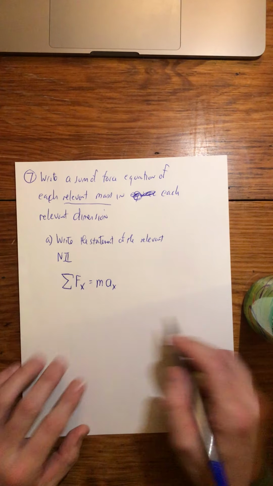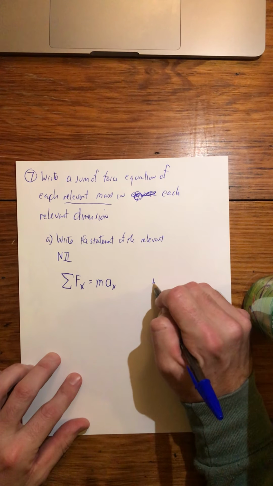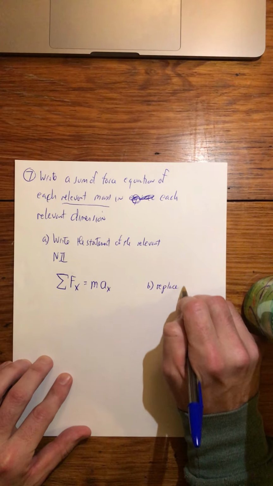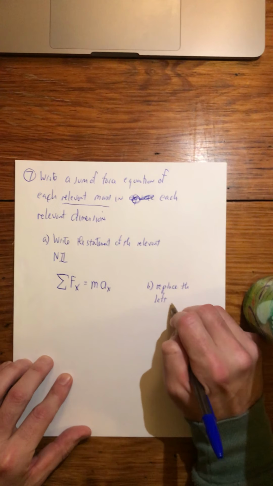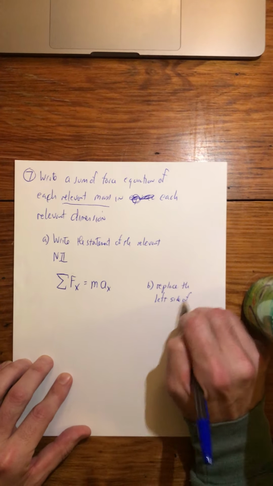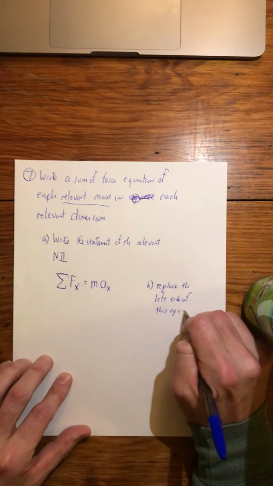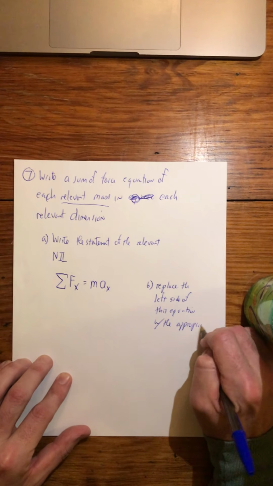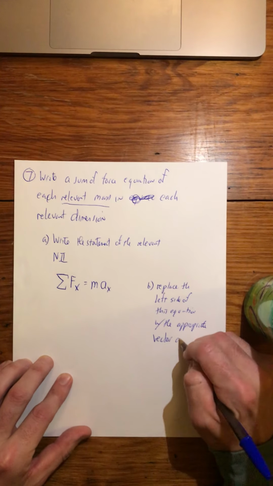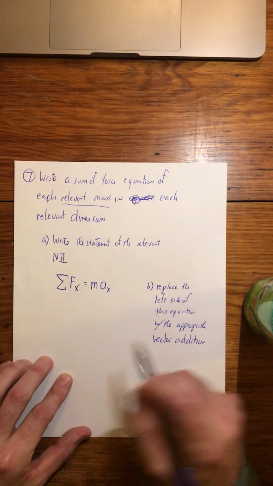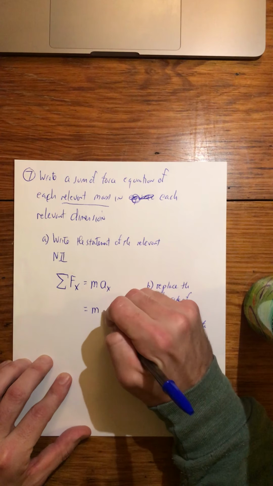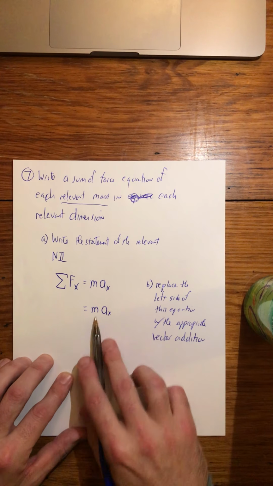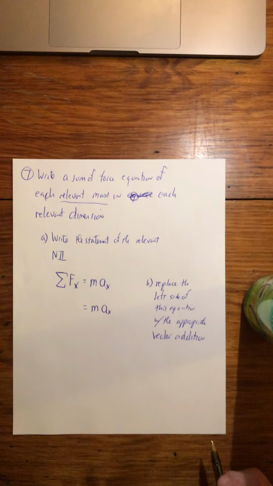The second thing I'm going to do, and I'm just going to leave my work here so I can continue downwards, is I'm going to replace the left side of this equation with the appropriate vector addition, right? So in other words, the right side of this equation is not going to change in the second step. It is not going to change. You're going to write this, you're going to write that, something else will go here.